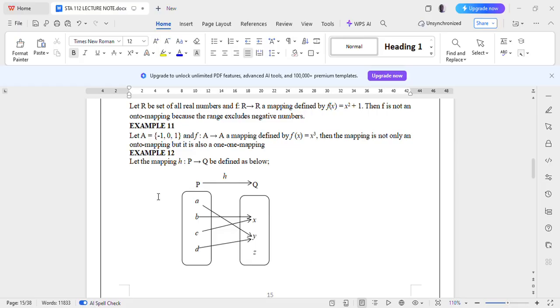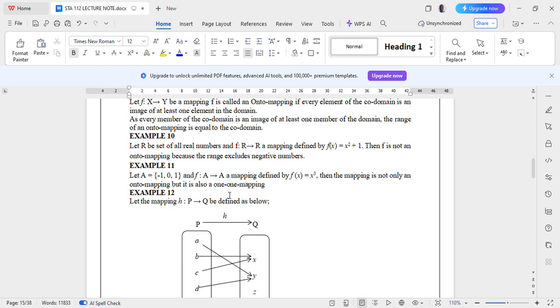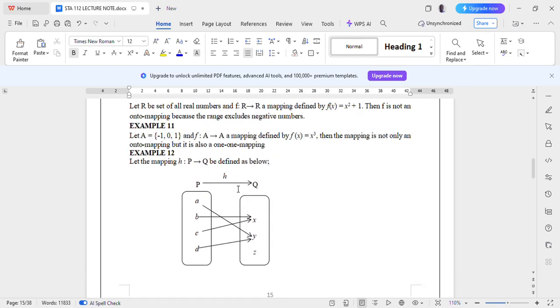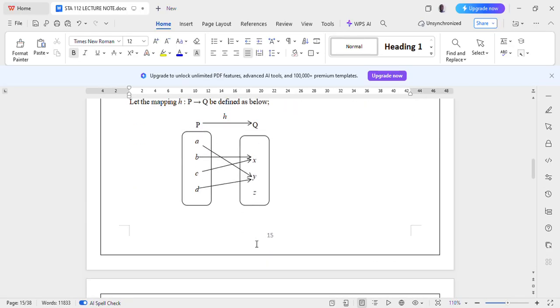So the ordered pairs are minus 1, minus 1; 0, 0; 1, 1. The image of minus 1 is minus 1, the image of 0 is 0, and the image of 1 is also 1. So that kind of mapping is onto, and it's also one-to-one. Look at this one.